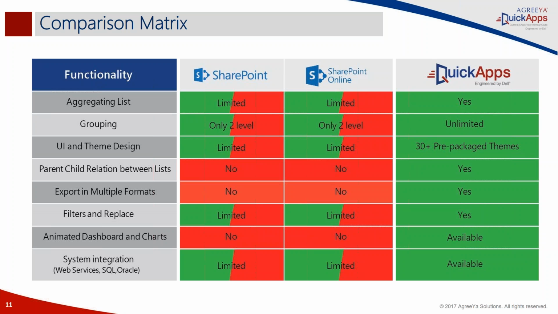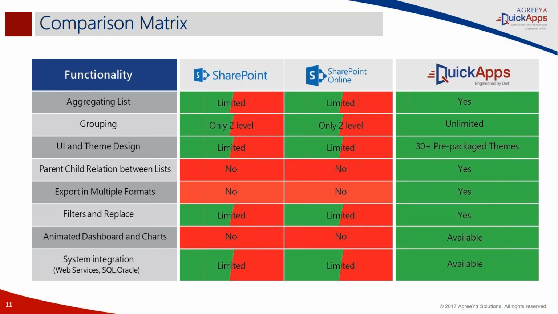Exporting data in multiple formats has never been easier. You can get multiple options in QuickApps to export your data. That includes CSV files, PDF, Excel, and many, many more. Next is filter and replace. The filtering of data is limited in SharePoint and SharePoint Online, but with QuickApps you receive the ability to not only filter, but replace as well. There are more than 30 2D and 3D charts available with QuickApps, whereas in SharePoint, there's no option available. And lastly, system integration. There's limited functionality for integrating SharePoint with external systems, but through the QuickApps system integration application, you're able to integrate seamlessly to meet your organizational needs.